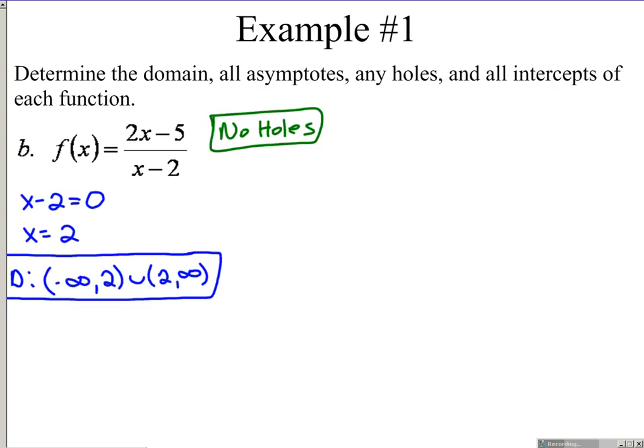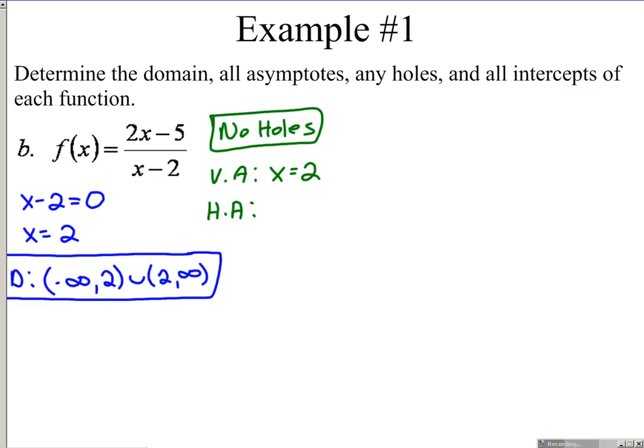Vertical asymptote. To find a vertical asymptote, we set the denominator equal to 0. x minus 2 equals 0. Solve. There's our vertical asymptote.